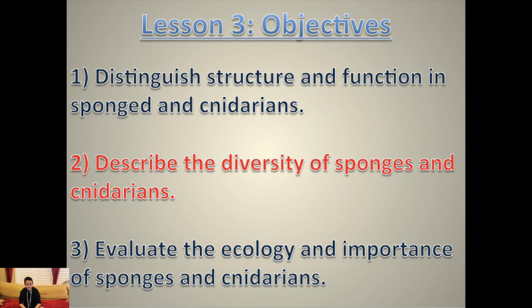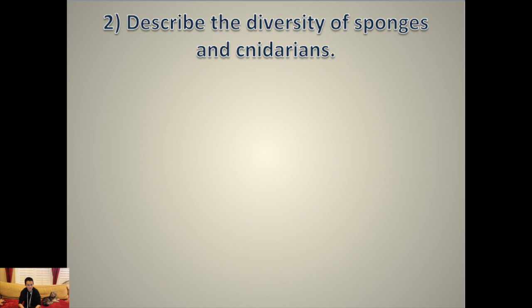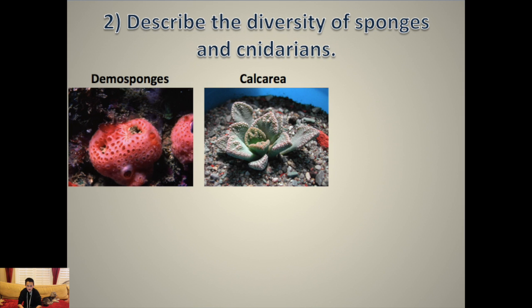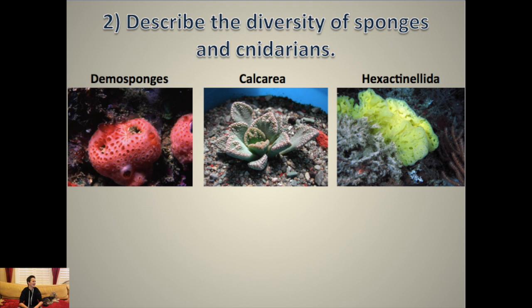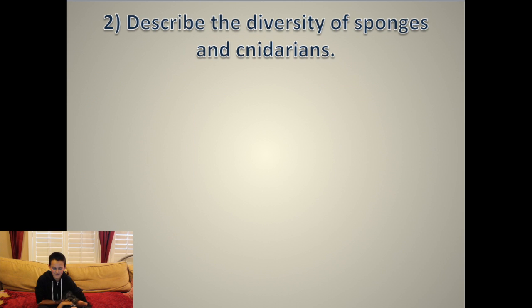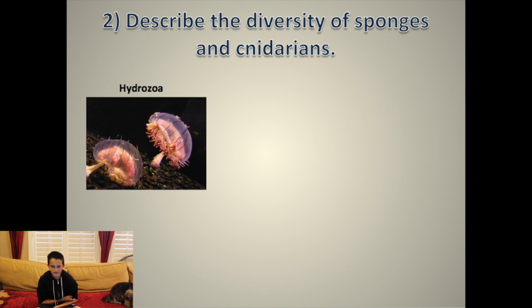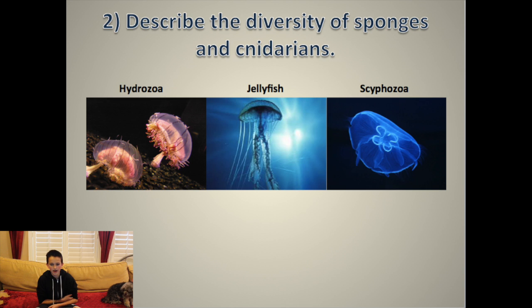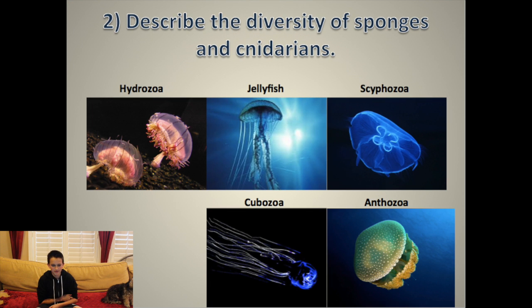The second objective that we have is to be able to describe the diversity of sponges and cnidarians. There are many types of sponges, but the three main types are demosponges, calcarea, and hexactinellida. Main types of cnidaria are hydrozoa, scyphozoa, cubozoa, and anthozoa.